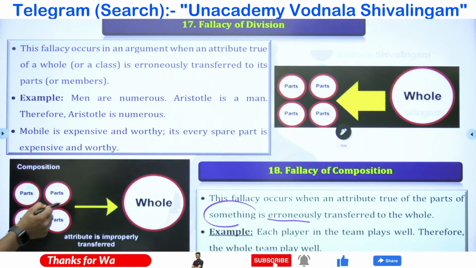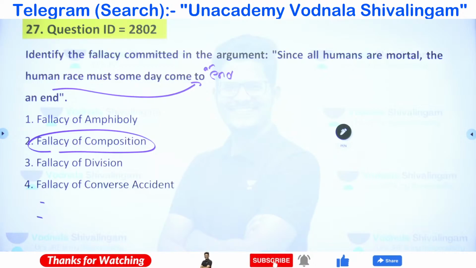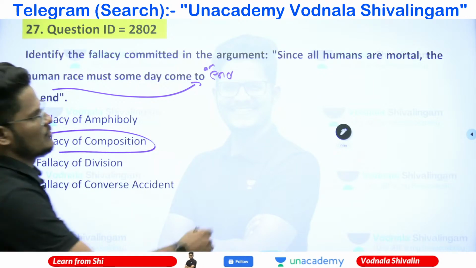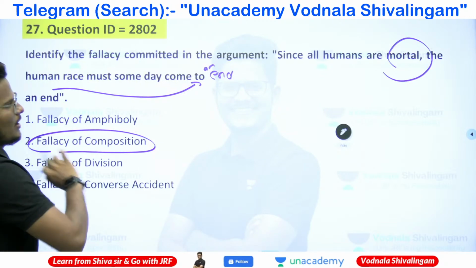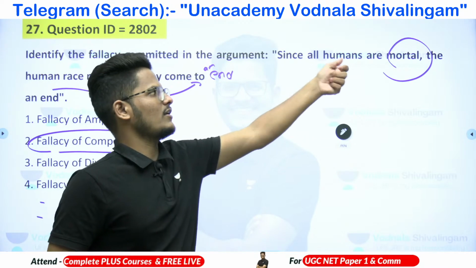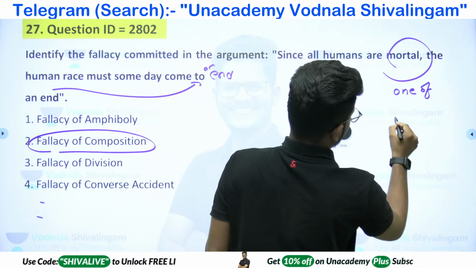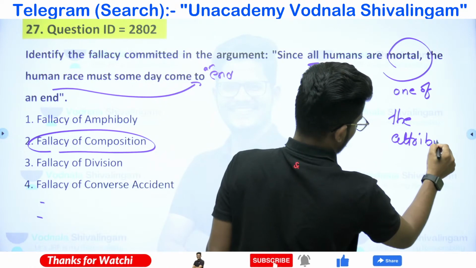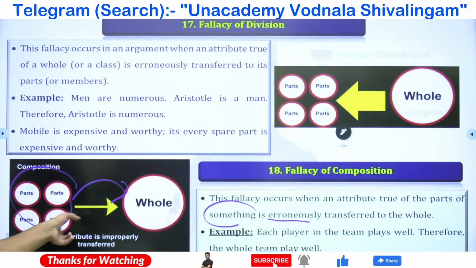So here, based on the part you are trying to conclude the whole. In the question also, based on the part, which is that all humans are mortal, mortality is a part. Based on this mortality you are trying to conclude that the whole human race is going to come to an end very soon. That is based on the part, which is one of the attributes of all humans. Based on this you are trying to conclude, and that is called a fallacy of composition. Based on only one attribute, concluding that everything is going to be the same way is wrong. Next.